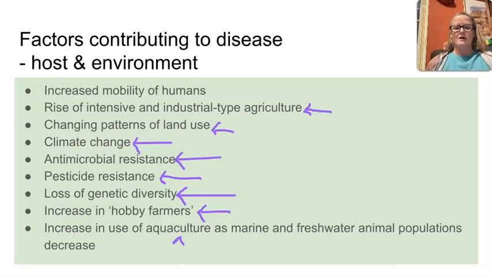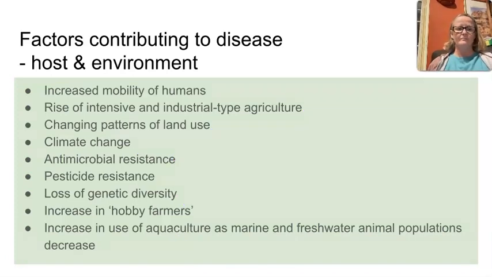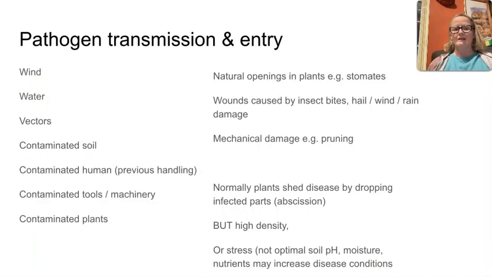So that's the use of fish farming or prawn farming or oyster farming. That might change the natural populations and increase the spread of disease. So lots of things can contribute to disease from the host and the environment point of view. Pathogens are also pretty clever. They have many different ways to be transmitted from one place to another.